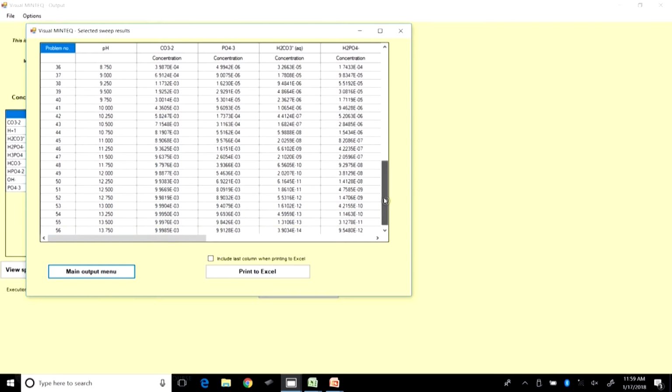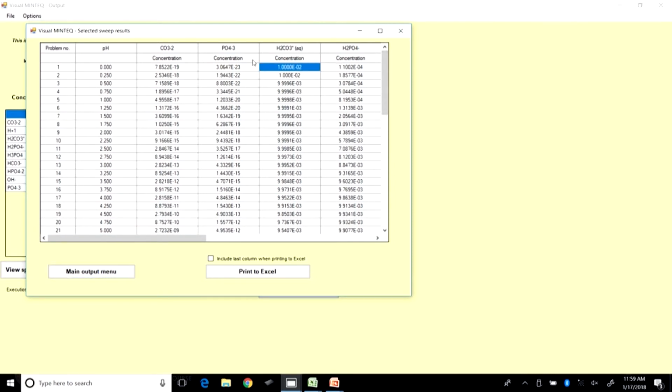And same case with H3PO4, what would you expect here? Initial was 0.01 at pH 0. As we keep increasing the pH, what do you see here? We see that it is decreasing, right. So, that is what you see here.